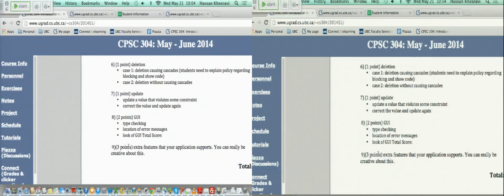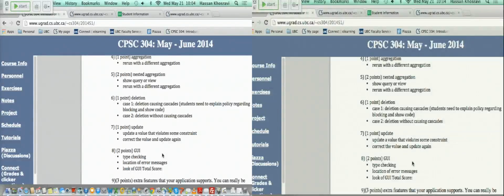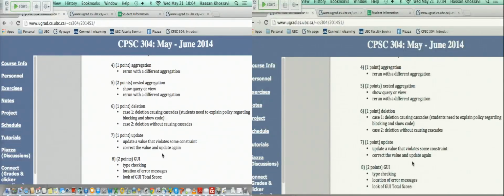I also have 3 points for extra features that your application supports, to encourage you to be creative, to come up with other functionalities or features for your project that are not actually mentioned here. You can think about anything that you might feel is useful. It could be the security layer, that you have different privileges for different people. It could be anything. I'll leave that up to you to come up with some cool ideas for that.